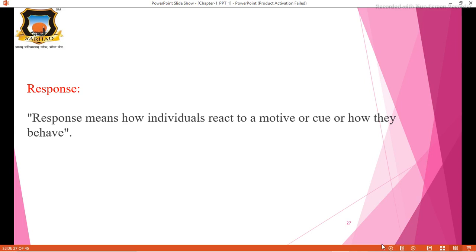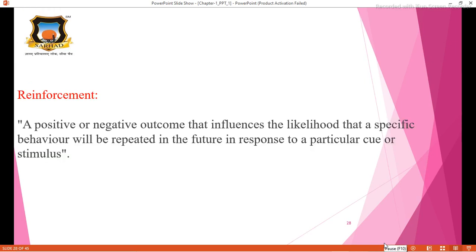And the last is reinforcement. A positive or negative outcome that influences the likelihood that a specific behavior will be repeated in the future in response to a particular cue or stimulus.